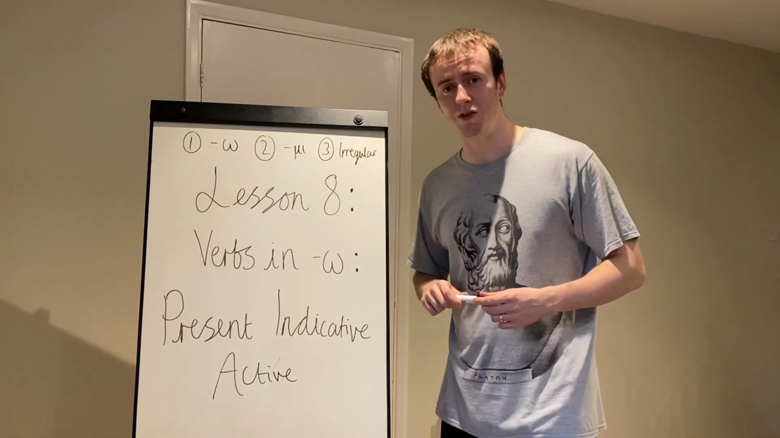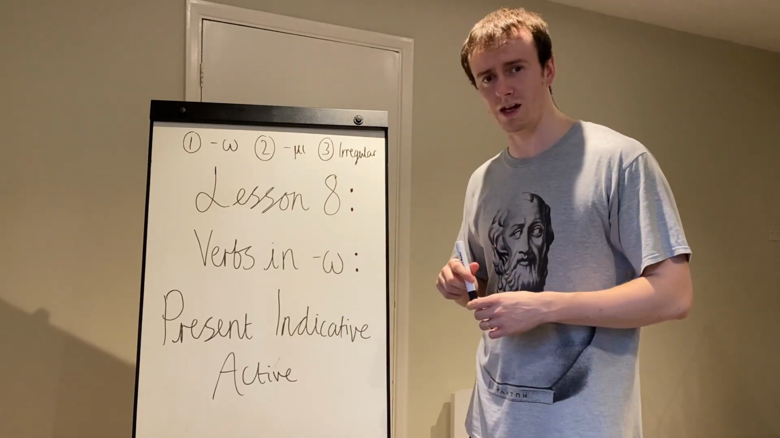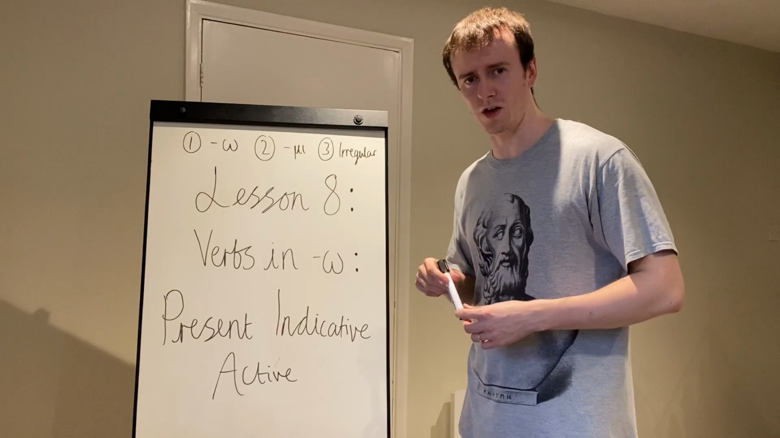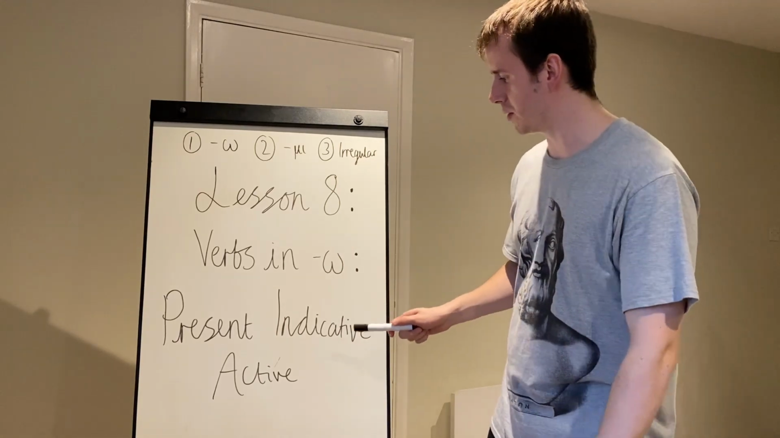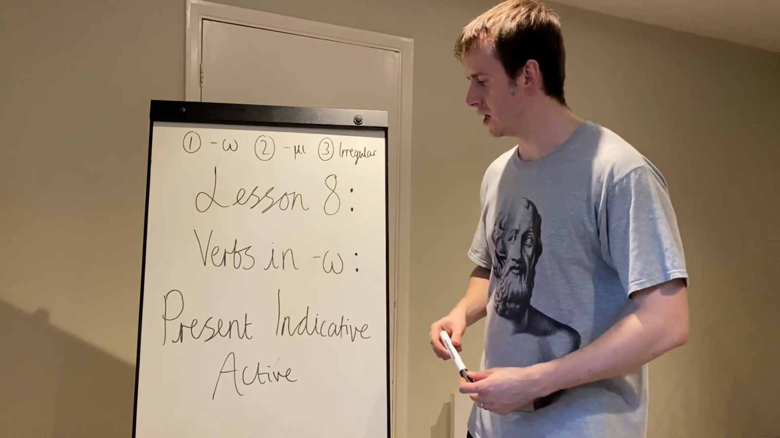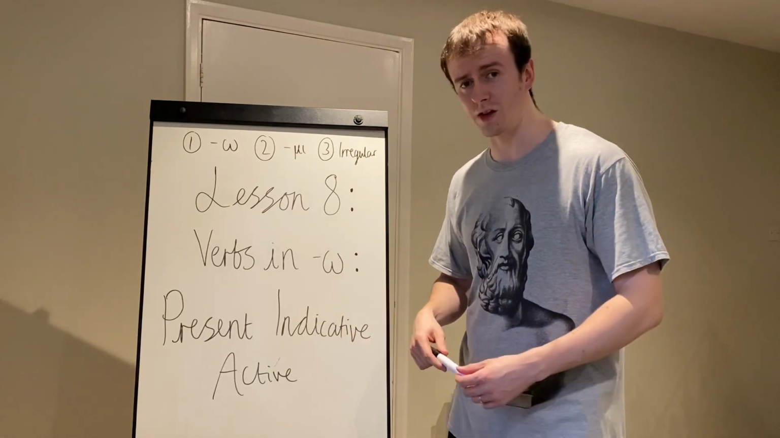There are many more verbs in ω than there are irregular verbs or verbs ending in μι in Ancient Greek, and so we're starting with verbs in ω. And we're starting with them in the particular form, the present indicative active. Now in the future I shall explain what each of these terms means exactly.